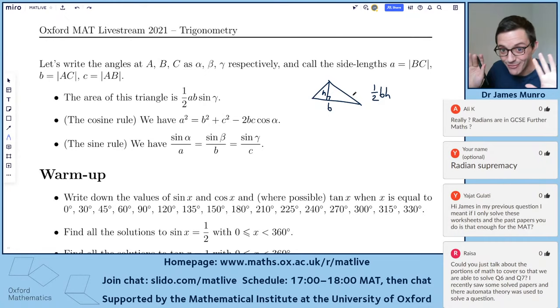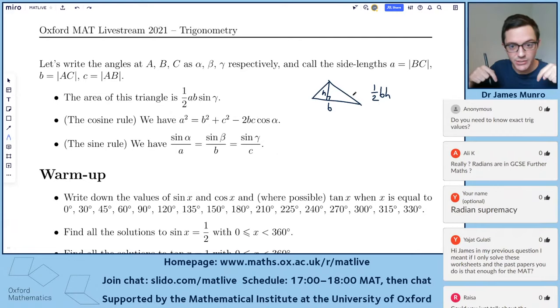Okay. And do we need to know exact trig values? You're expected to know them for particularly nice triangles, which is coming up in the warm-up in a second. Sine rule and cosine rule are other facts that you learn at A level that we can use. They relate the angles of the triangle together, they have this relationship between the sides of a triangle and the cosine of the angle. Okay. Yeah, so it's this shoelace formula Ali's mentioned in chat.